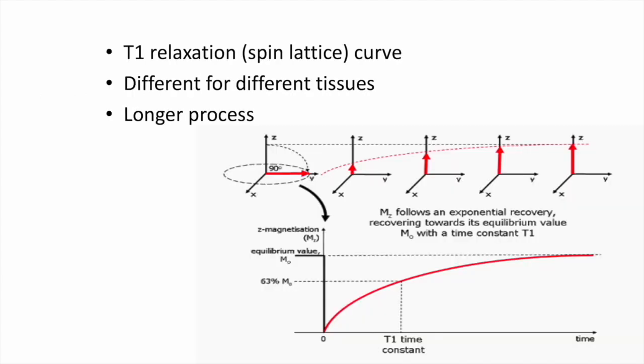T1 relaxation, also called spin lattice relaxation, is the exponential recovery of magnetic moment along z-axis. The T1 time is a constant, which is the time taken for the magnetic moment to reach 63% of its original value along the z-axis. The T1 relaxation is a relatively longer process and is different for different tissues.